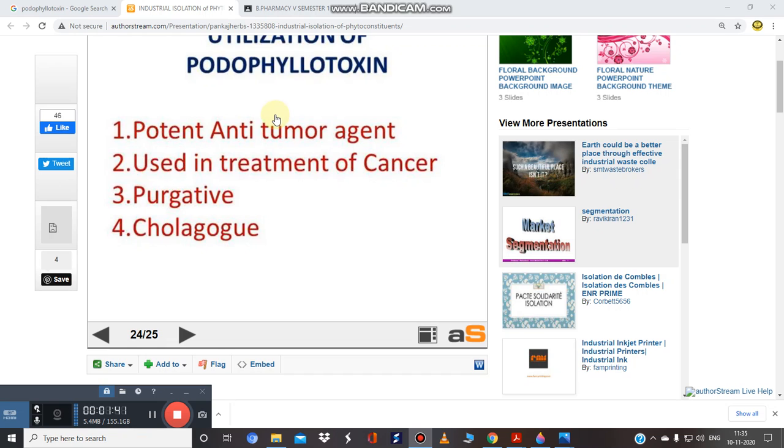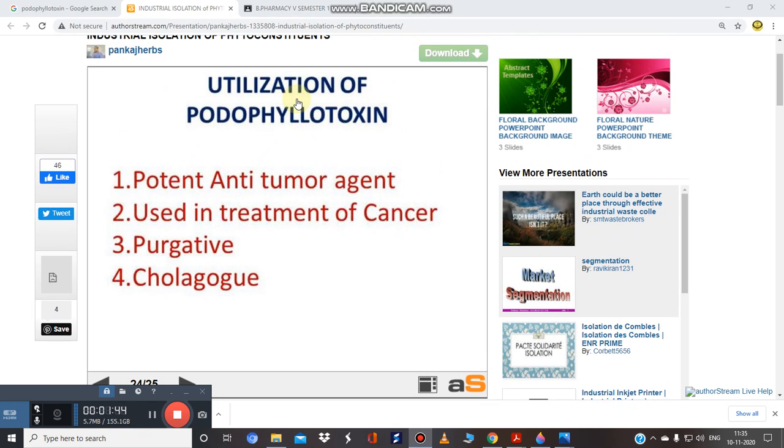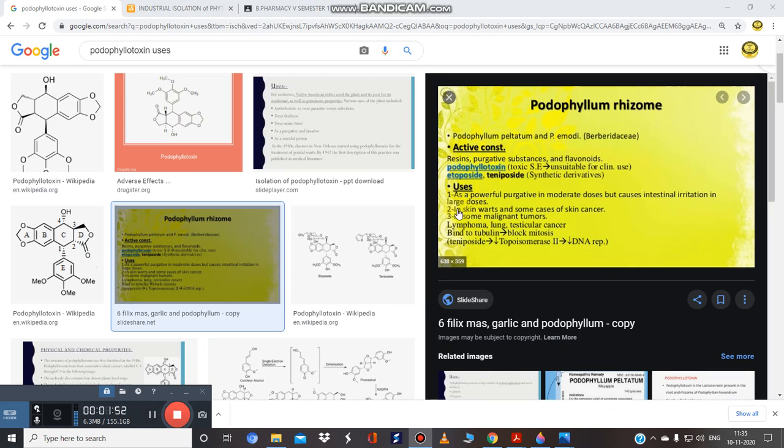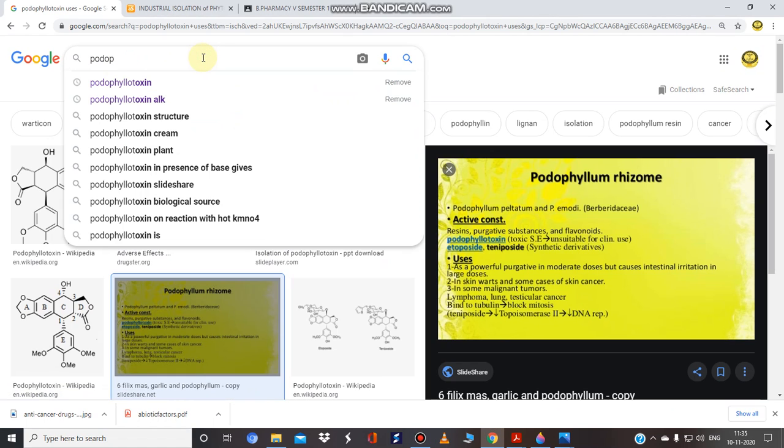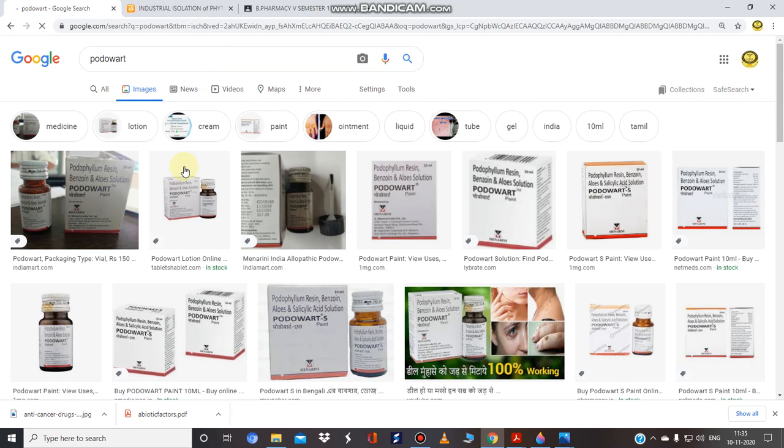Yes, we know this is anti-tumor. About the utilization of podophyllotoxin, it is used in the treatment of cancer. It is also used as a purgative or cholagogue. So overall, very important use is given. It is used in skin warts. Okay, it is very much effective against human papilloma virus (HPV). So it's a formulation in the market. We have already completed it, so I hope you remember. Yes, Podovat. So Podovat paint is a very famous formulation.